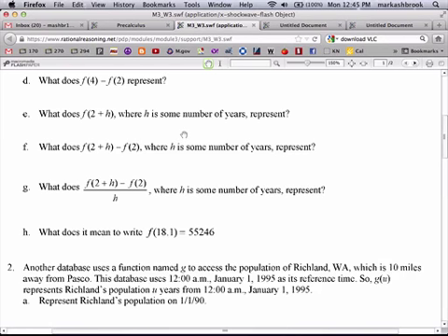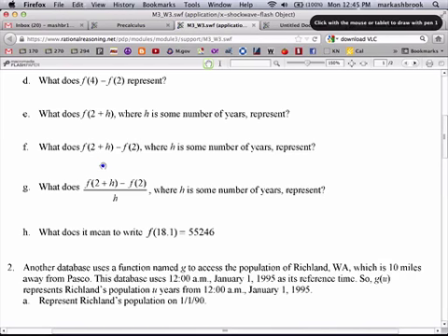Somebody new. They can get this one. Yeah? I have a question about this. Sure. Would you say that it's just the population a number of years after 1990, or would you say a number of years after 1992 multiplied and then subtract 2 off of that?